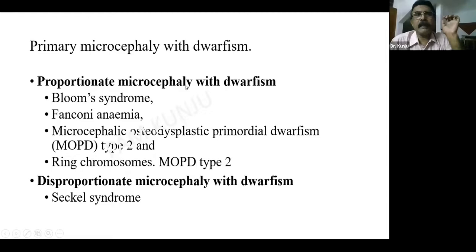Disproportionate microcephaly with dwarfism, that means here the microcephaly will be very, very prominent even when compared to dwarfism or short stature. One example is Seckel syndrome. So many times when you are seeing a child at birth with microcephaly, your aim must be to differentiate whether it is a primary microcephaly with dwarfism, and whether it is a proportionate or a disproportionate microcephaly. By that itself, syndromic diagnosis can be categorized.